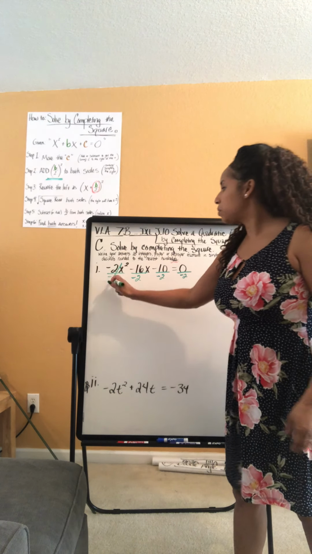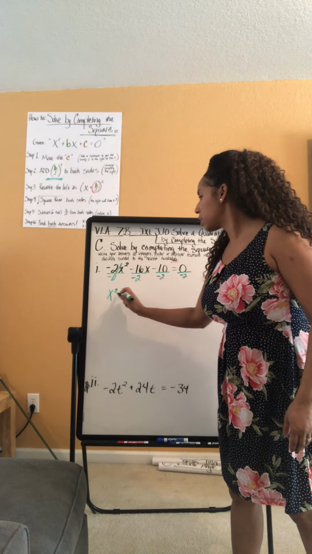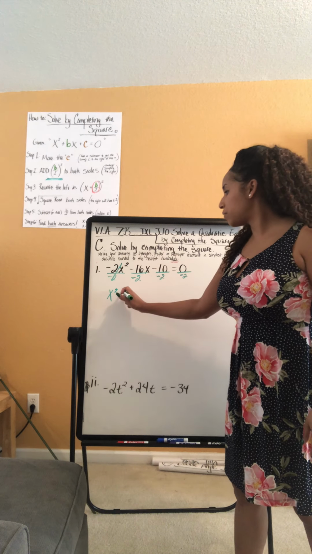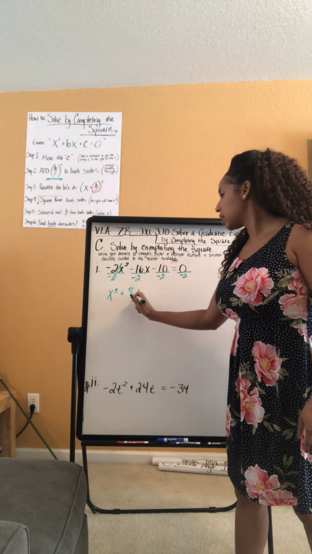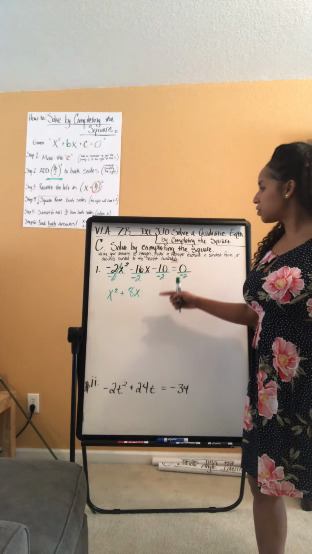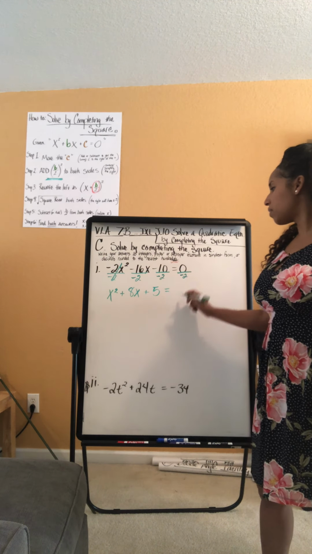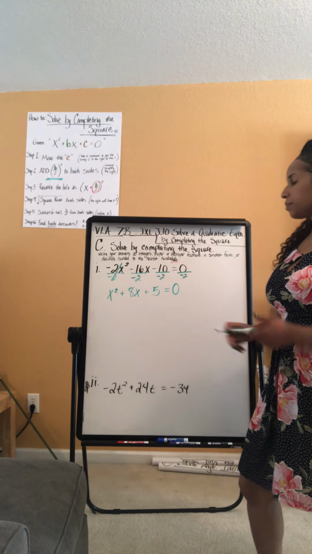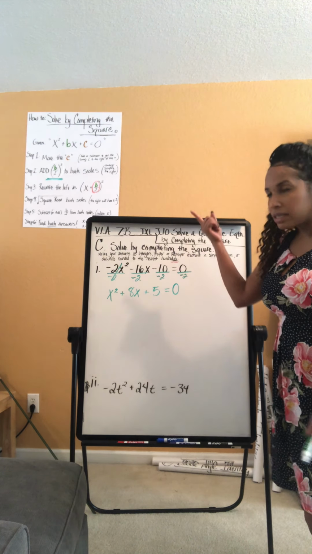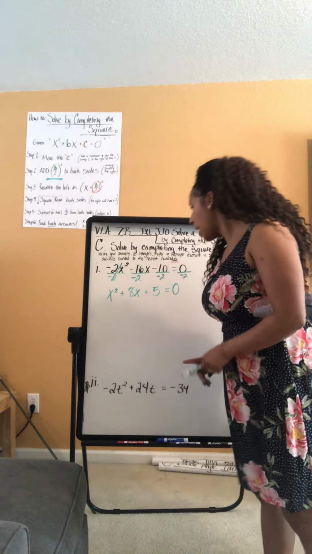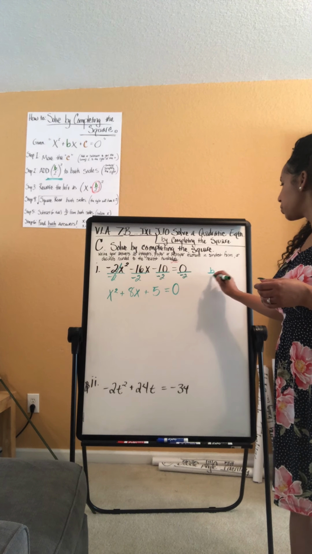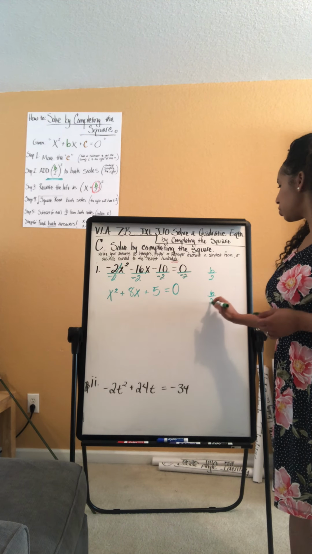So this will leave me with just a positive x squared. Negative 16 divided by negative 2 is a positive 8. The x falls down. And negative 10 divided by negative 2 is a positive 5. 0 divided by negative 2 is still a 0. And then from here, we just follow our steps. So I need to find my b over 2, and I need to find my b over 2 squared.